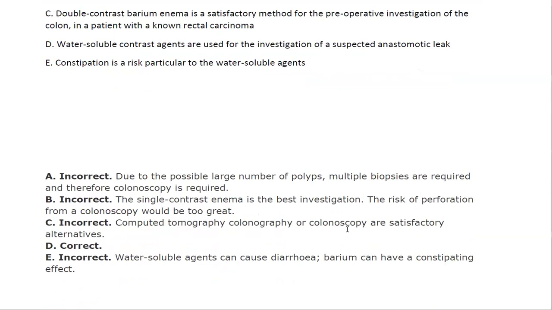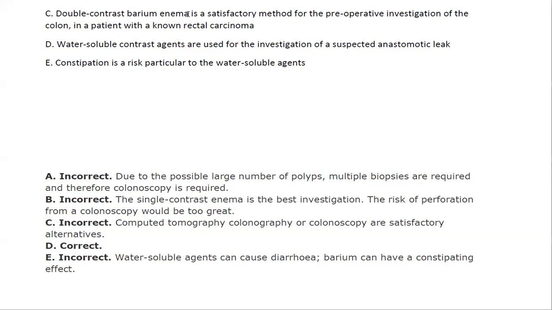CT colonography or colonoscopy is more satisfactory than double contrast barium, because we know that the patient has rectal carcinoma. So what is the use of double contrast barium anyway? It would be a very primary study, used to investigate the patient initially. But at this stage, we know that the patient has a rectal carcinoma. We need more advanced imaging to see intraluminal and extraluminal organs. So CT or MRI and colonography will be the best choices in this scenario.